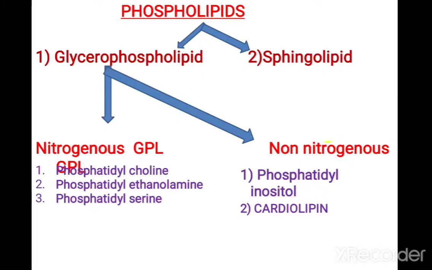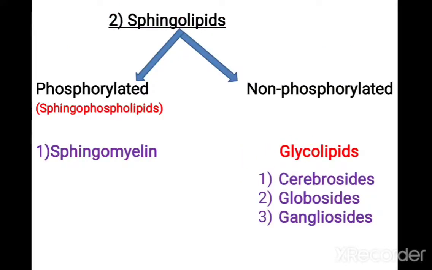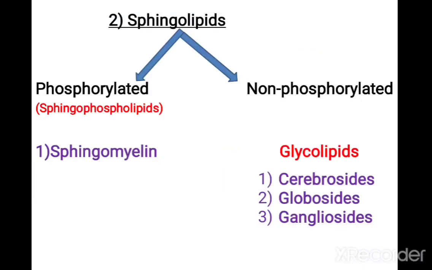Coming to sphingolipid subclassification, it is subclassified into phosphorylated sphingolipid and non-phosphorylated sphingolipid. Phosphorylated sphingolipid is also known as sphingophospholipid, and the example is sphingomyelin. Non-phosphorylated sphingolipids are known as glycolipid, and the examples are cerebroside, which has monosaccharide residues, globoside, which has oligosaccharide residue, and ganglioside, which has oligosaccharide residues with sialic acid component. So that's all regarding the chemistry of sphingolipid. Thank you.